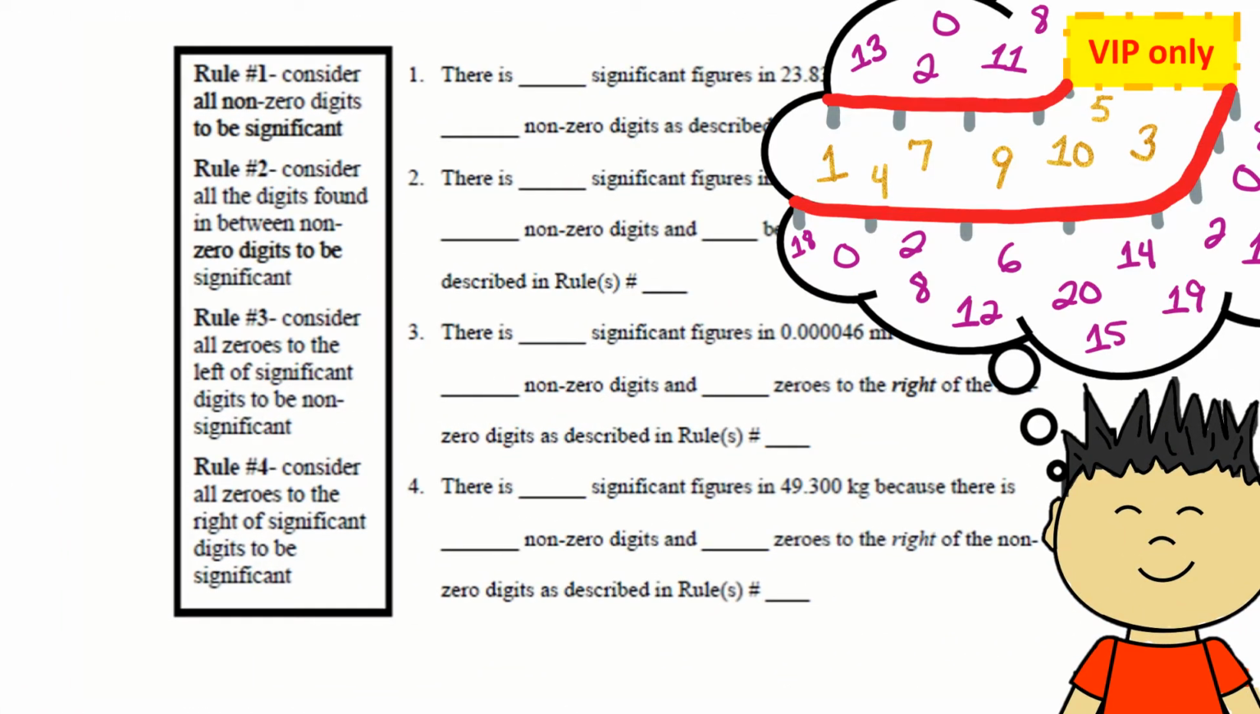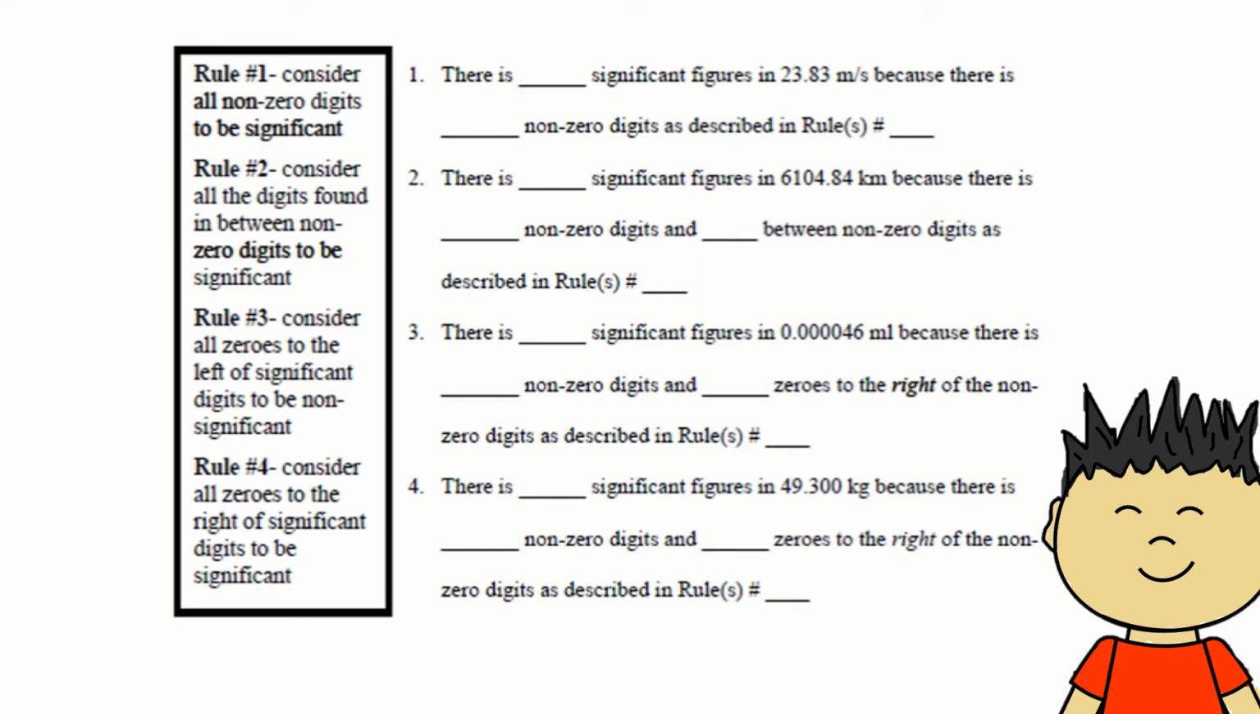No, Alex, significant figures does not imply that they are VIP digits. It simply means that these digits would make a significant difference if they were omitted from the value. But before we start deciding that, let's first review the four major rules that you must know so that you could determine which are significant figures.